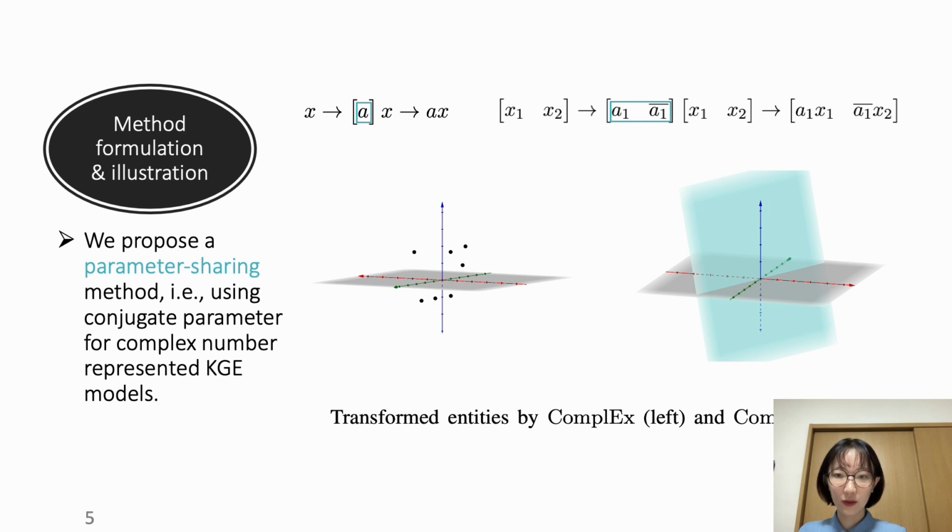Here is the method formulation. Let A1, A2 denote the relation embedding matrix. Our method constrains half of the parameter A2 using the complex conjugate of the other half A1 bar, that is A2 equals A1 bar. It is model dependent to specify which parameters are suitable for conjugation.